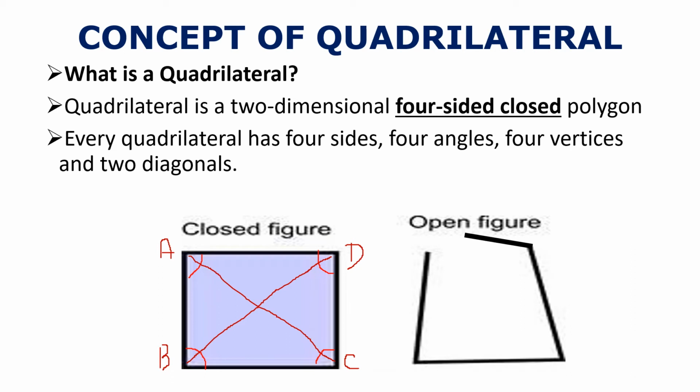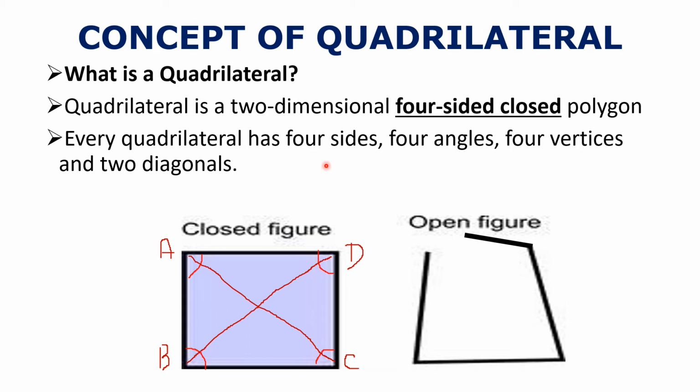Four vertices: point A, point B, point C, and point D. And who are the two diagonals? Diagonal AC and diagonal BD. So two diagonals. Is it clear? So in total, it will have these. Also, these are the elements of a quadrilateral, or the parts of a quadrilateral.